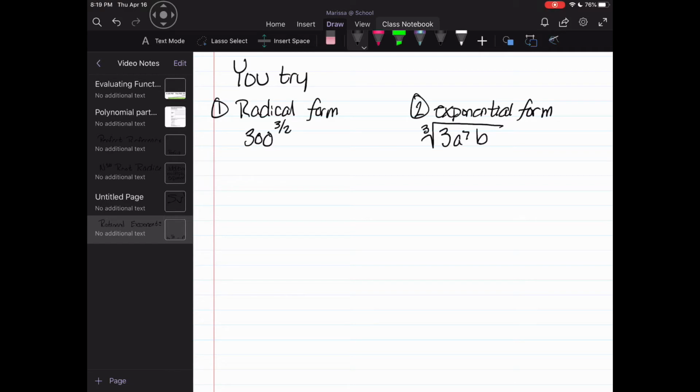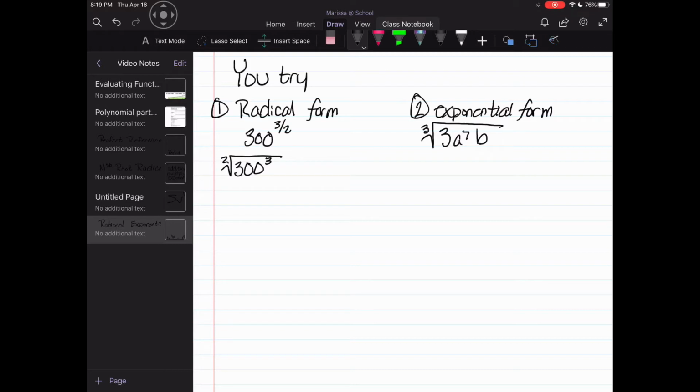So when we go through these, the first one that you want to look at is, we know that the denominator is the root and the numerator is the exponent. So the denominator of 2 is my root, and the numerator is the exponent. So 300 to the 3rd power. Don't worry about actually doing 300 to the 3rd power. I'm just looking that you can get this form.